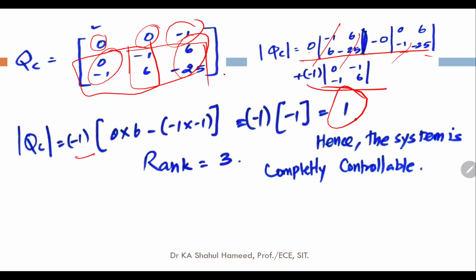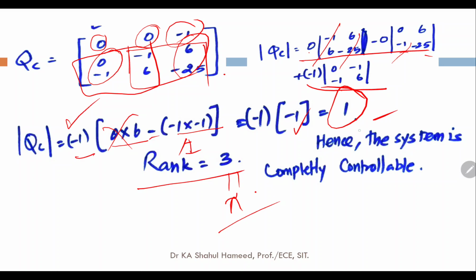So minus 1 into 0 cross 6 minus 1 into minus 1. So this is 0 and minus 1 into minus 1 is 1. Now the determinant is not equal to 0, hence we can conclude that the rank of the matrix is 3 and this is nothing but n. Here n is the number of states. So we can say that the system is completely controllable.